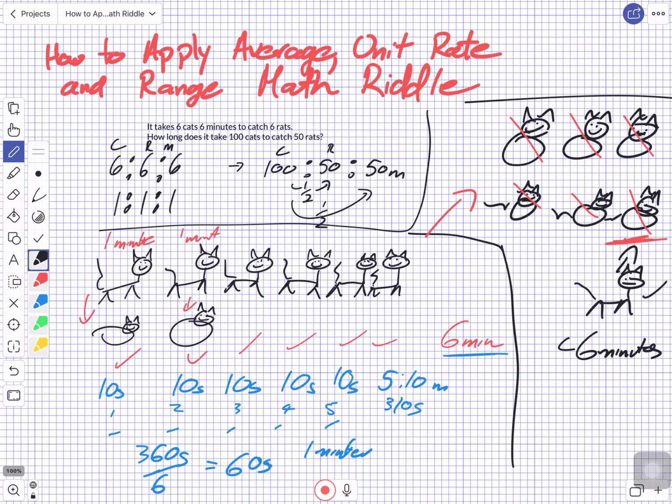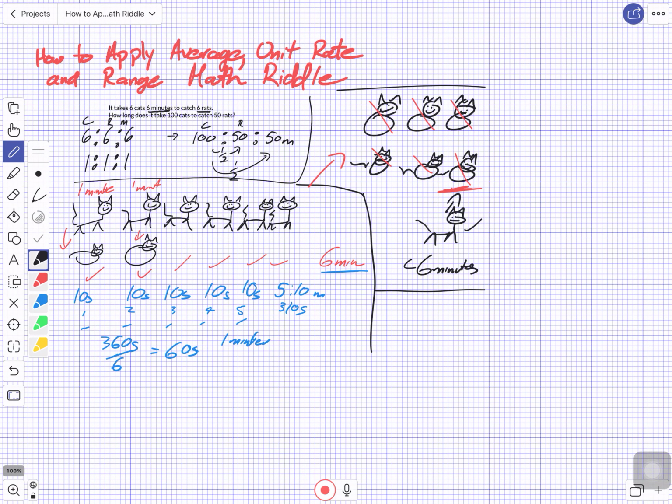All we know is it said it took 6 minutes to catch 6 rats. We don't know if any of them caught them faster, but for sure the last one took at least 6 minutes. So if the last one took 6 minutes, and maybe adding more cats to the mix doesn't make a difference, let's make that assumption.